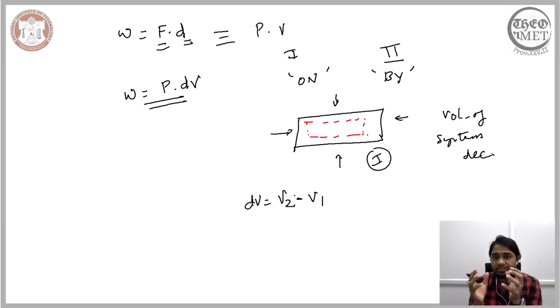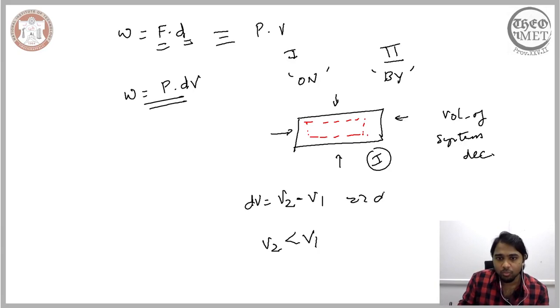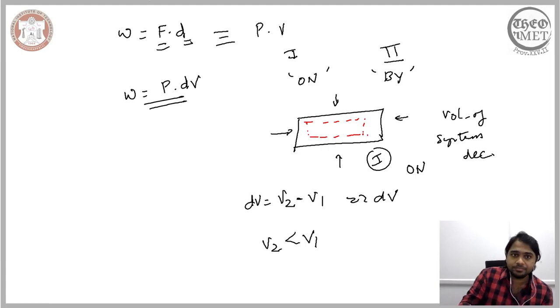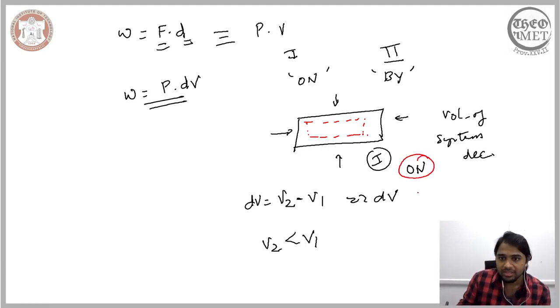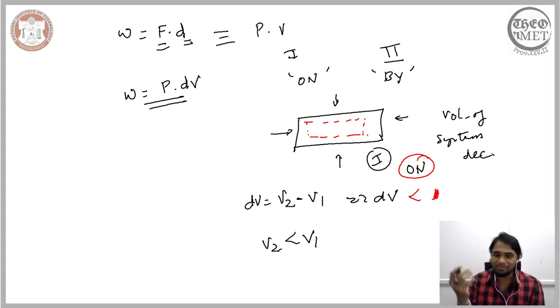Now we want to consider the change in the volume of the system. Since we have already established volume as a state variable, the change in the volume of the system is the final volume versus the initial volume. Since here the final volume is less than the initial volume, when we have work done on the system, the change in the volume is less than 0, meaning it's negative.